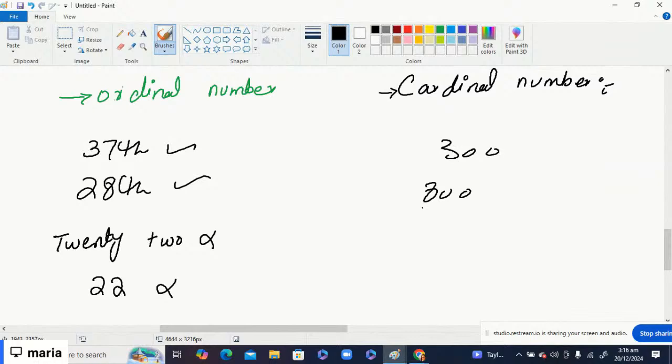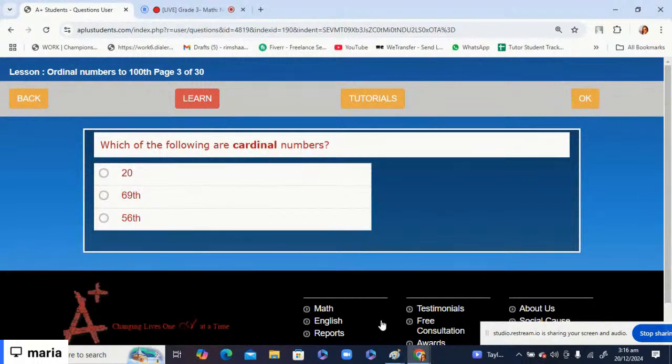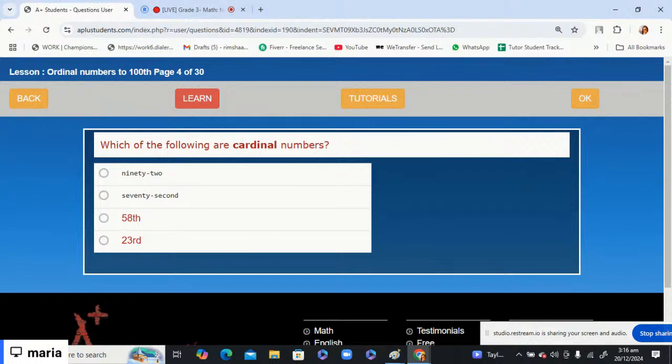Okay, so from here, look at here. The first one is only the 20, but the second one is 69th, 56th with th. These second and third options are ordinal. So the only cardinal number is the simple one, that is 20, which is the right option. So what are the cardinal numbers? 92, 72nd, 58th, and 23rd.